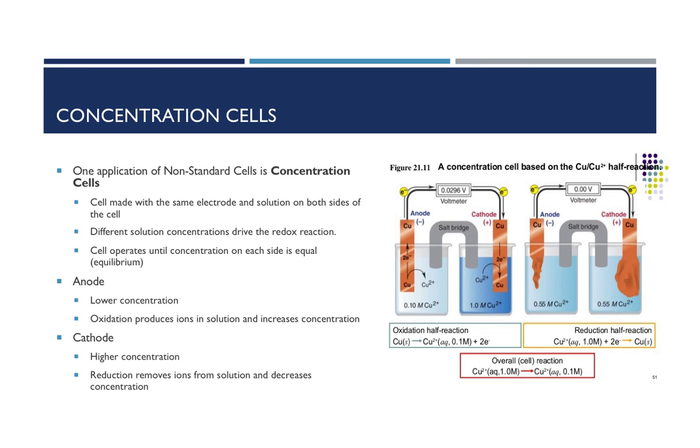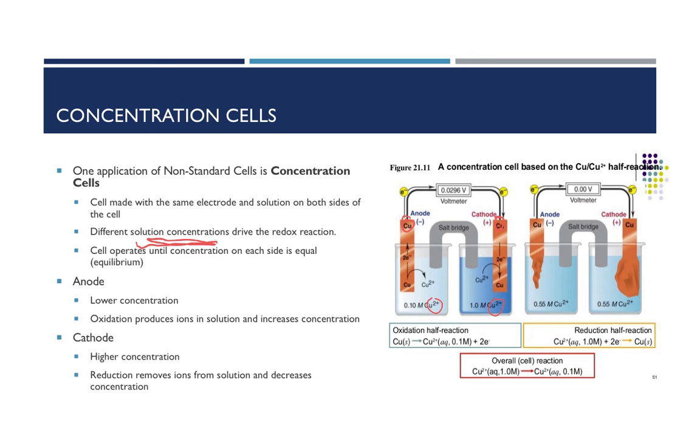Right, so one last thing that's related to this is what we call concentration cells. One application of non-standard cells is to create a voltaic cell in which the redox reaction is happening solely because of differences in concentration. So we have the same electrode. In this particular case, we have copper on both sides. We have the same solution, a copper 2+ solution, so maybe copper sulfate solution in there. What happens is you have different solution concentrations driving the redox reaction, and the cell operates until the concentration on each side is equal.